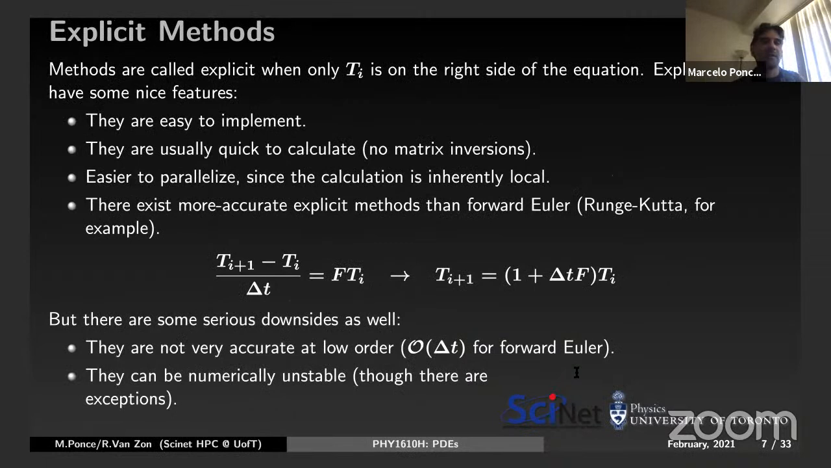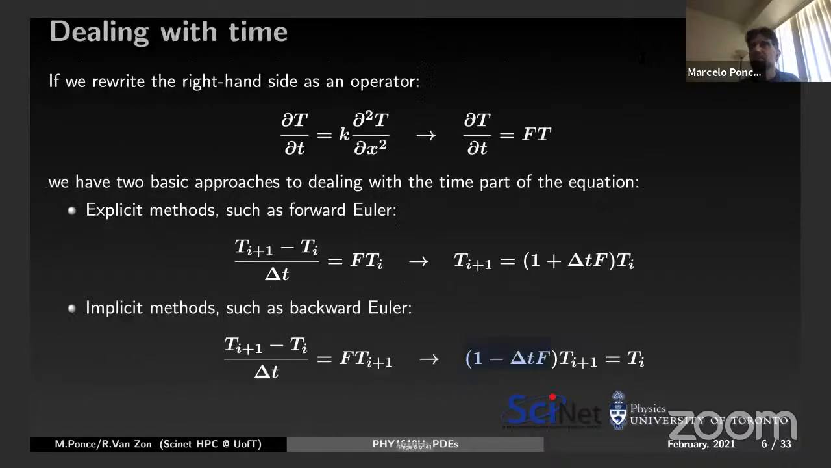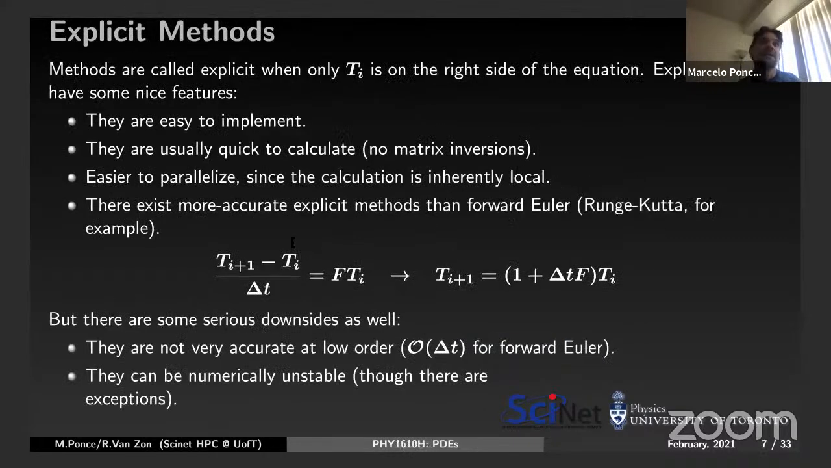Now, let's talk a little bit about the explicit methods. I think I mentioned this, but explicit methods are those where only t sub I is on the right-hand side of the equation, like in this case, for instance. They are easy to implement because they are kind of straightforward. You just evaluate and boom. They are easy to implement and quick to calculate because there is no matrix inversion whatsoever. Because of that, they are also easy to parallelize. They are inherently local, so no worries about that.